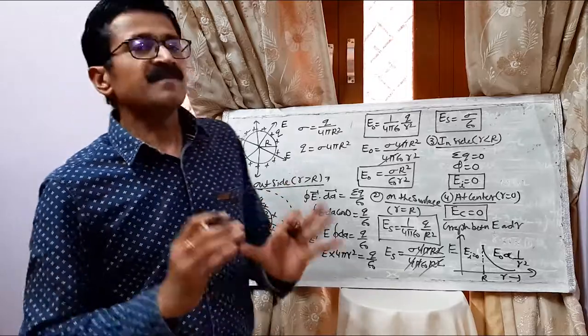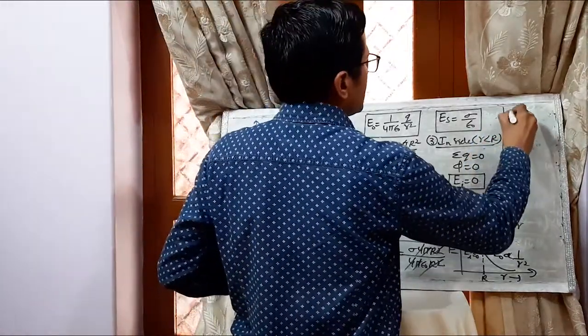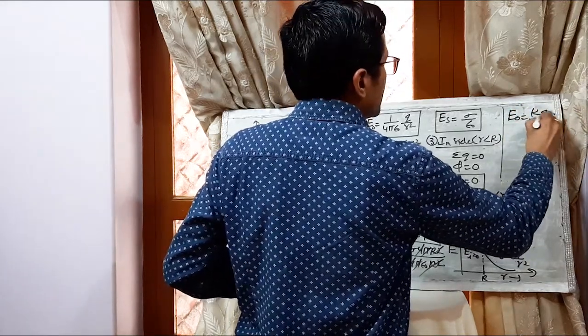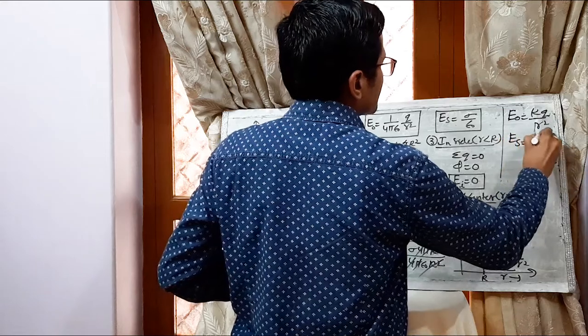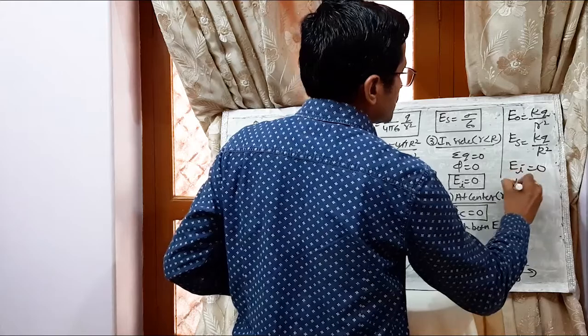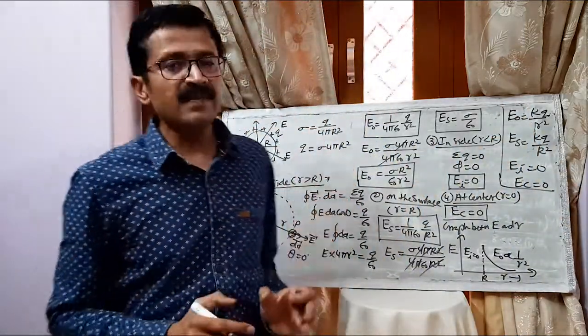On this basis, questions can be asked. There are basically four formulas obtained. E outside is kq upon small r square. E on the surface is kq upon capital R square. E inside will be 0. E center will be 0. On these parts, questions can be asked.